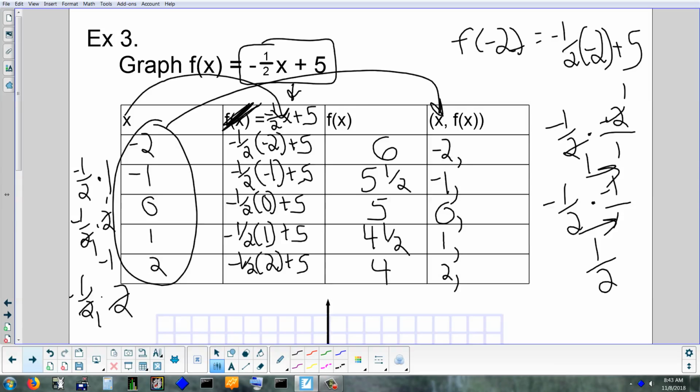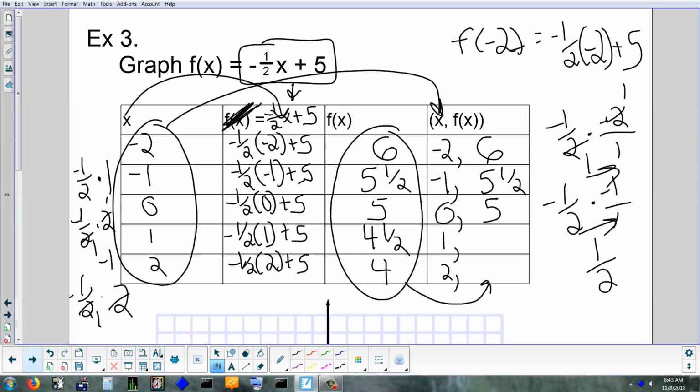What's my first f of x or y value? Joe: 6. How about Magelli, what's my second f of x or y value? 5.5. Everybody see how this works? I'm taking these and I'm putting them there.